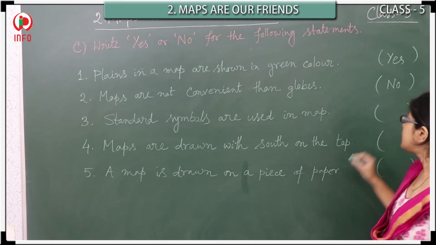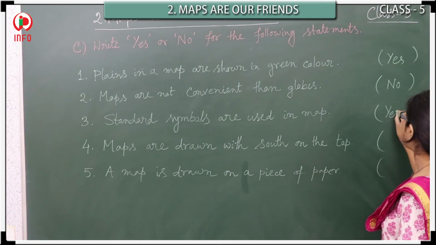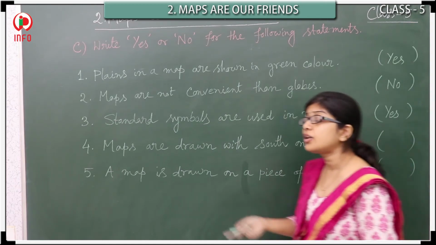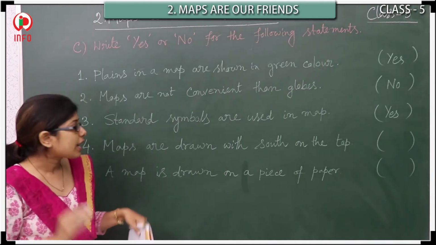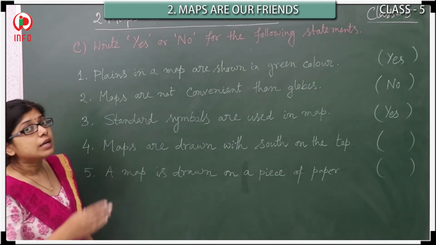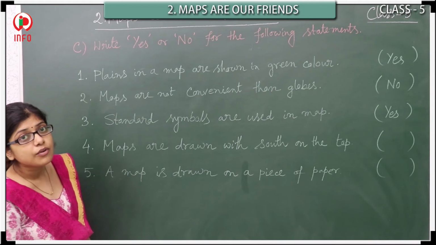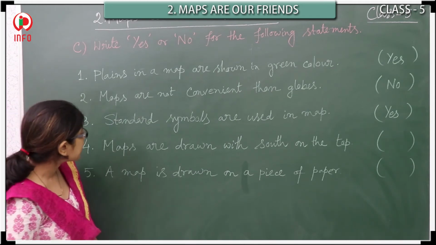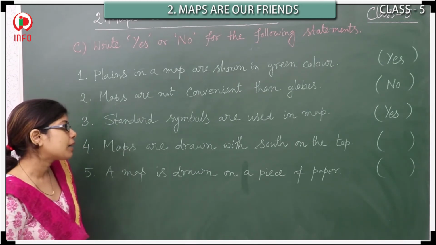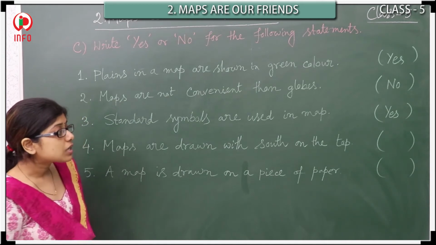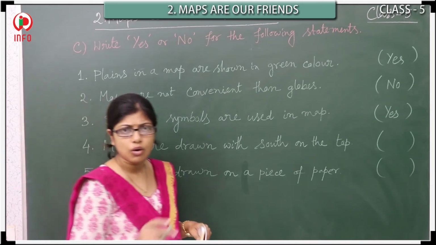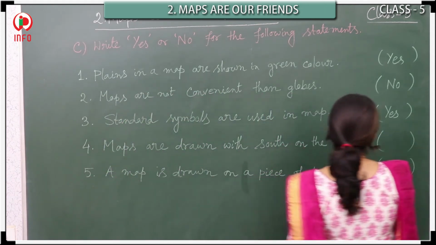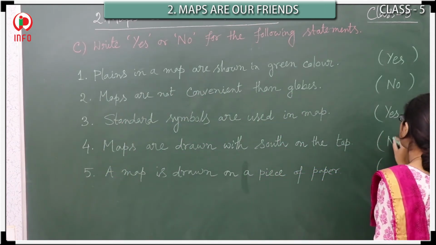Yes, that one is correct. So you have to write yes, because different kinds of symbols are being used in the map and they are the standard also. Because one symbol is used for all kinds of maps, that's why this one is standard. So the fourth one, maps are drawn with south on the top. No, that one is not correct. So wrong statement. You have to write here no.